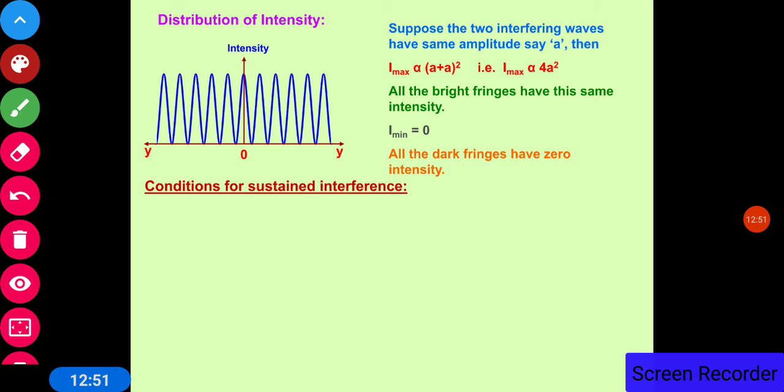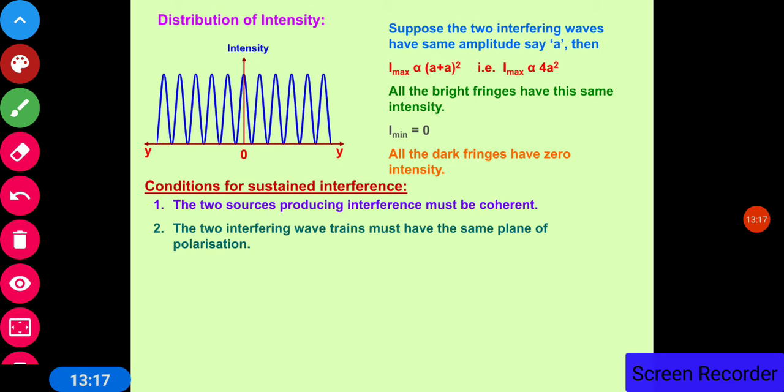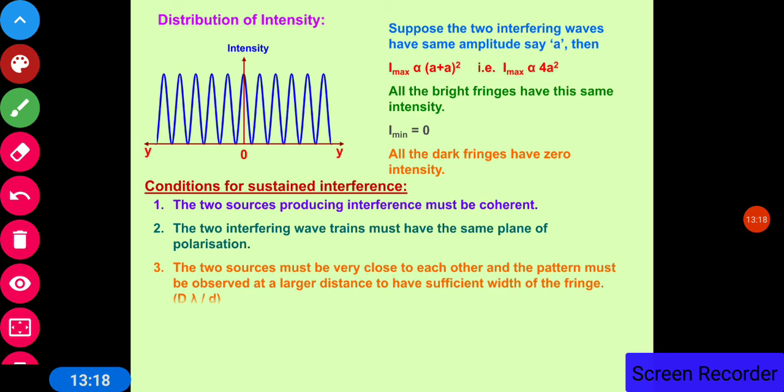Now the condition for sustained interference. Sustained means continuous interference. The two sources producing interference must be coherent. The condition for coherence is discussed in the previous lecture. That is, the two sources should have the same wave, same amplitude, same value of omega, and a constant phase difference. The two interfering wave trains must have the same plane of polarization.